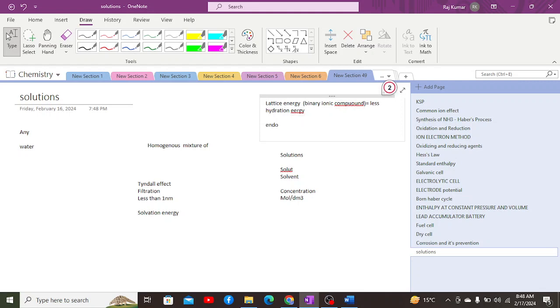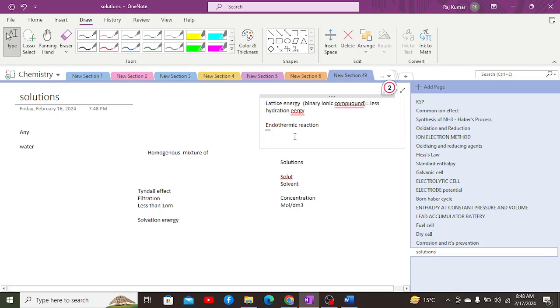an endothermic reaction. An endothermic reaction would be occurring, which means energy will be taken from the surrounding, which is the solvent, into the solute. And the sign would be positive.